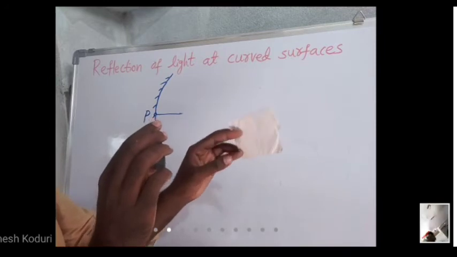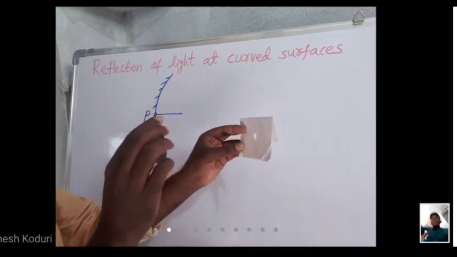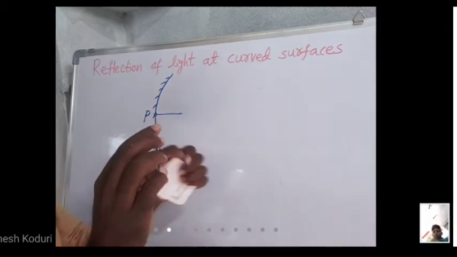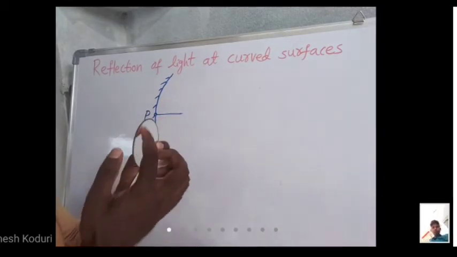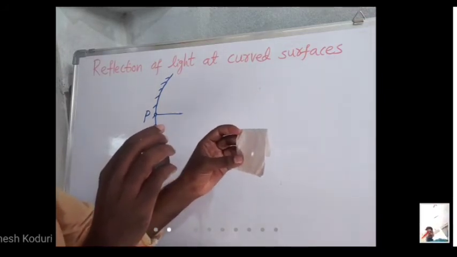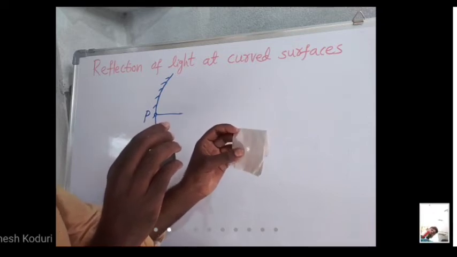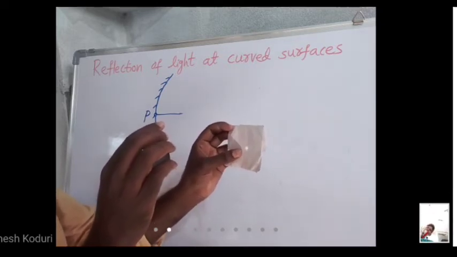Light rays coming from the electric bulb are parallel. A parallel beam of light is incident on this concave mirror, and the reflected light is incident on the paper or screen. This is the image. A small image is formed. The size of this image is smaller than the object.